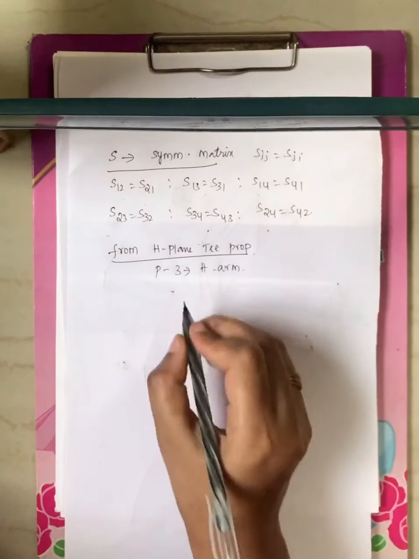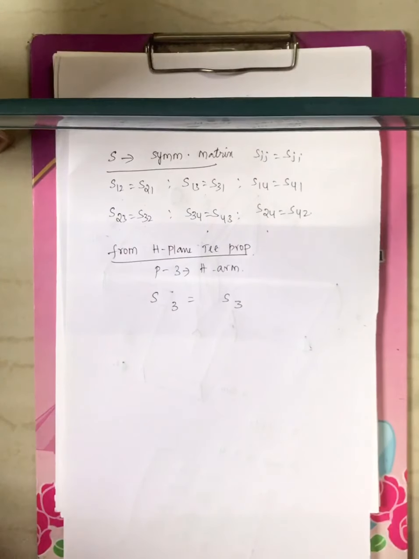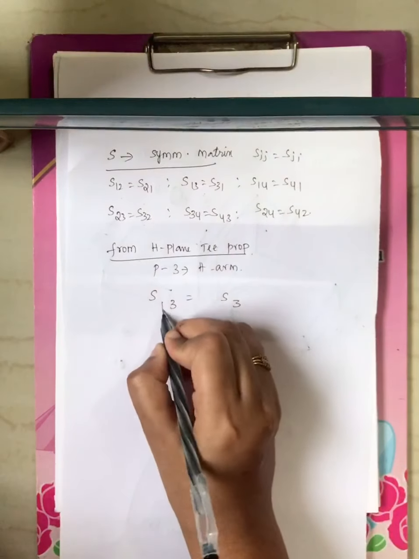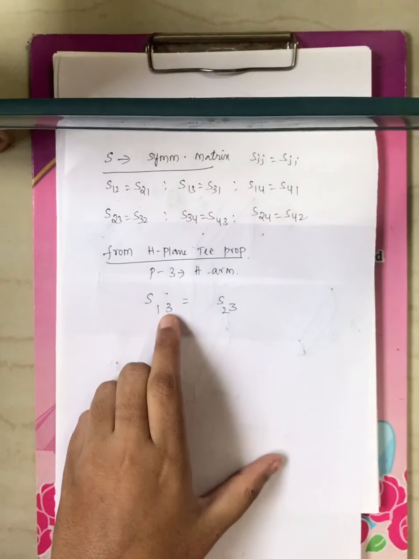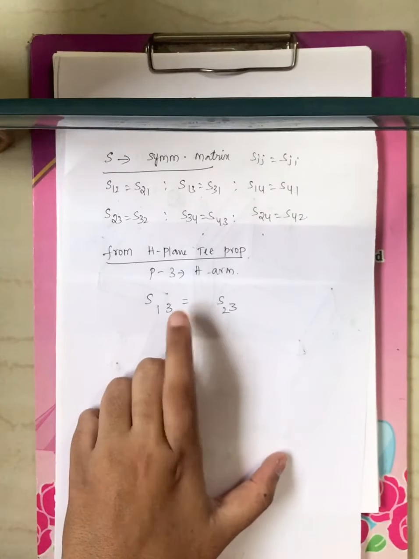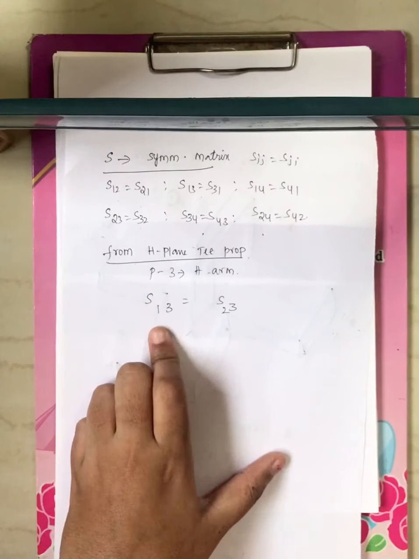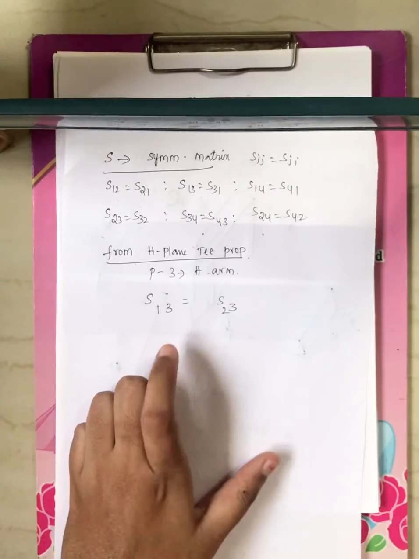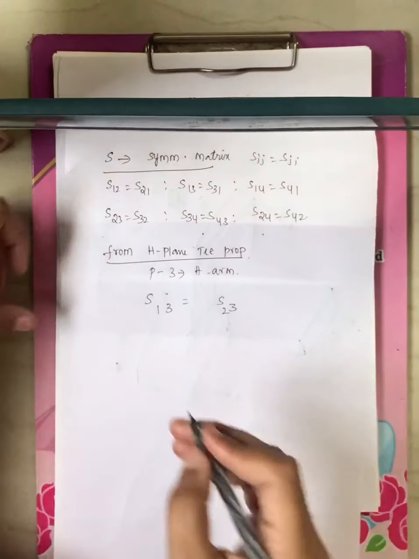Now from the H plane property, if I give input power from the H arm, nothing but port 3, where will you get output power? Port 1 and port 2, which are equal in magnitude and phase, right? Input power from the H arm will result in output power from port 1 and port 2, which are equal in magnitude and phase. That's why S13 equals S23, right?